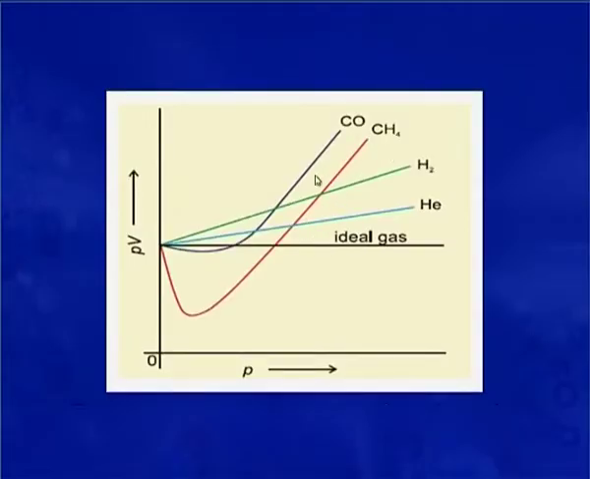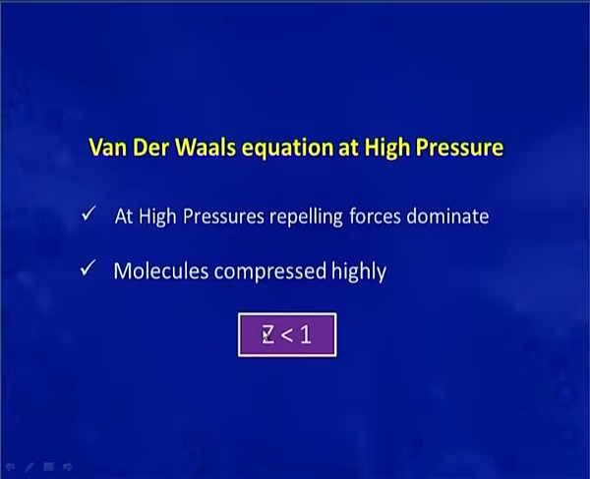So, what happens? This accounts for the rising part of the PV versus P isotherm at high pressure. You can see here the value is higher. At high pressure, repelling forces dominate, that is why it is showing maximum deviation, and molecules are compressed highly. So, the value of Z is high.